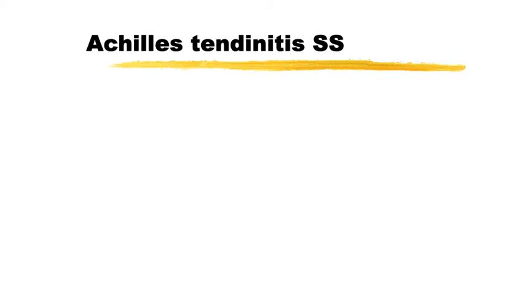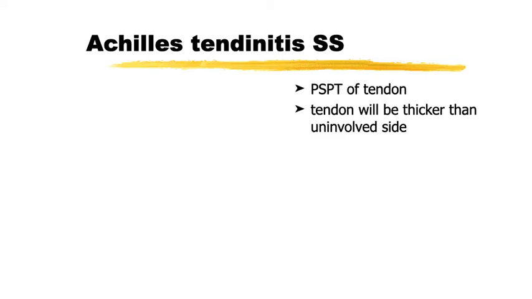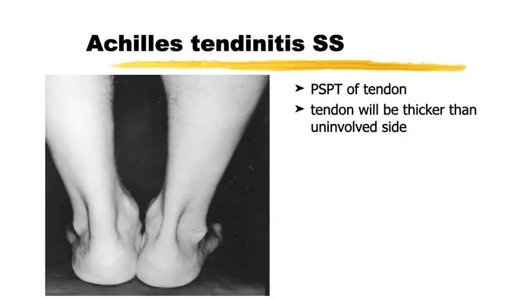So we have a lot of signs and symptoms for this injury. Again, we have the pain, swelling, and point tenderness of the tendon. The tendon will be thicker, as shown in this picture here. The left Achilles is much bigger than the right Achilles.